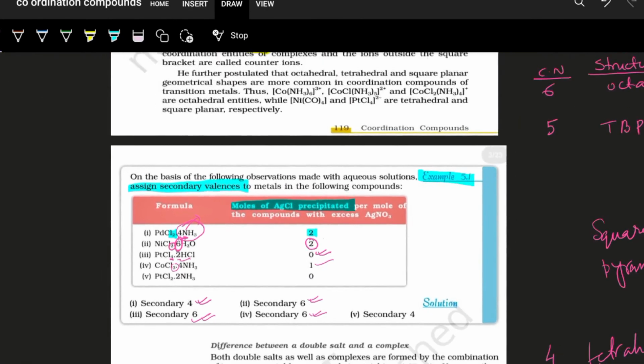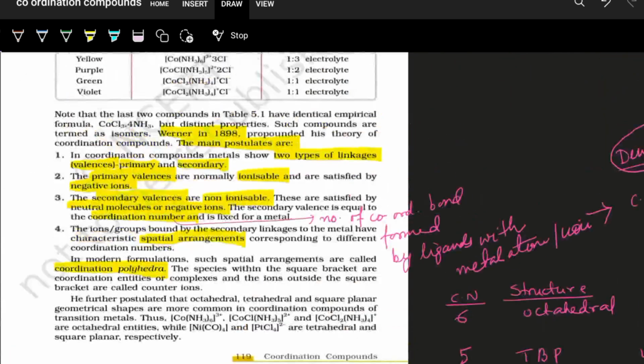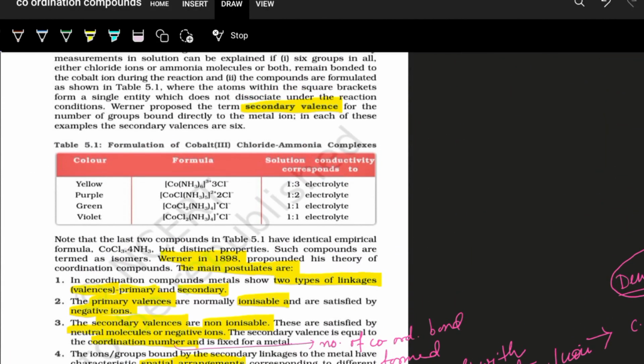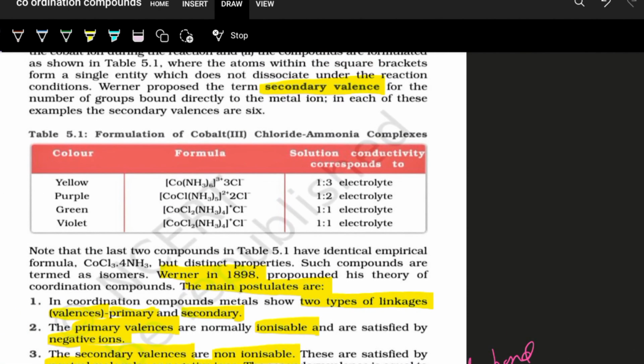I hope you can recall what is a primary valence, what is a secondary valence, if you can find secondary valence, if you can distinguish between double salt and complex salt, if you know the postulates of Alfred Werner's theory, then you are done with this module.